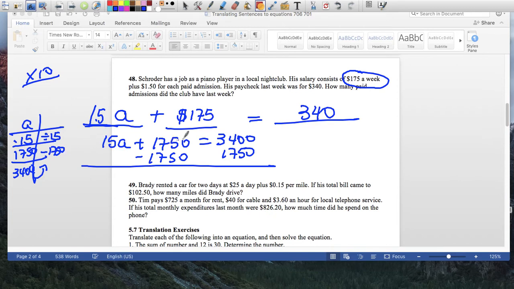So let's do the first one. This crosses out, and I'm going to have 15a come down. And if I subtract this, I get 3,400 minus 1,750, which is 1,650. Let me take this to the side. Actually, that's a check. Divide both sides by 15. 15 over 15 is just 1, or just 1a. And then 1,650 divided by 15.